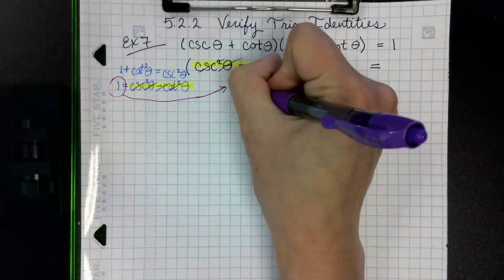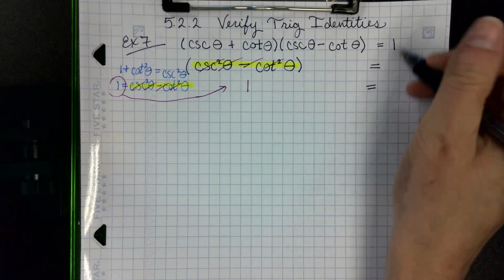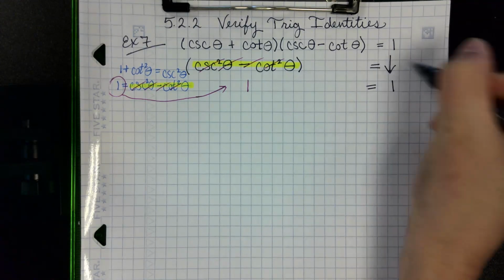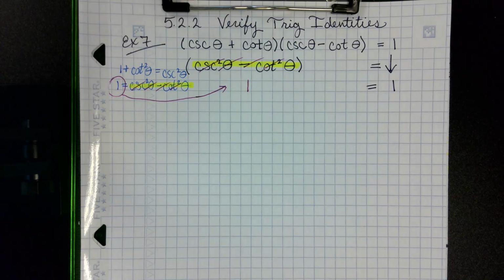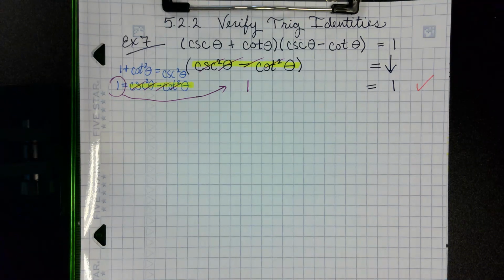So now I have 1 equals whatever's on the right. And what is on the right? A 1. So just bring that down. It didn't change. And I have verified 1 equals 1. Yes. So that was a pretty straightforward, easy example.